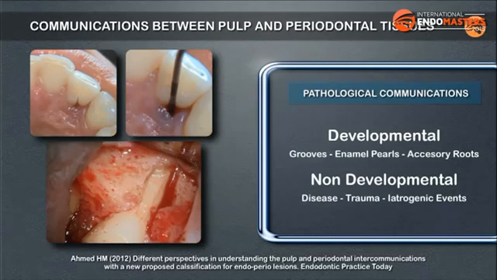Non-developmental factors are either related to disease, like root caries or external root resorption due to infection; related to trauma, like trauma-induced root resorption, for example in avulsion or luxation injuries; and related to iatrogenic events, which include root fracture after endodontic treatment, perforations, or exposed dentinal tubules after scaling and root planing.